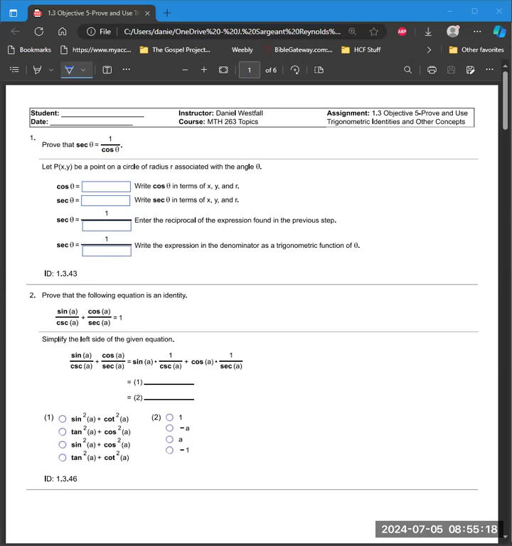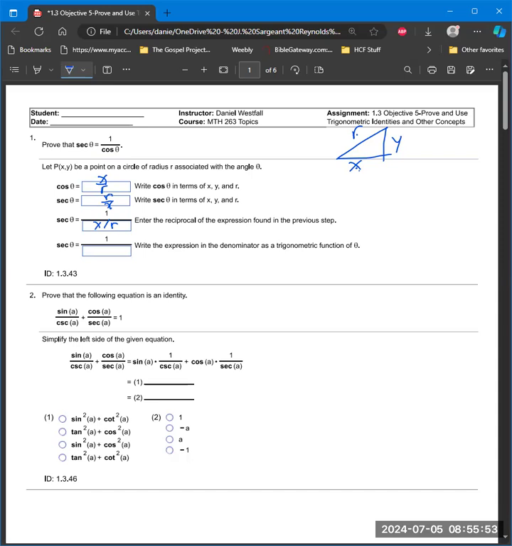Cosine theta is x over r. We have a triangle here, x, y, r. Cosine is adjacent over hypotenuse. Secant theta is r over x, which is hypotenuse over adjacent. So 1 over x over r. Secant is the reciprocal of x over r.